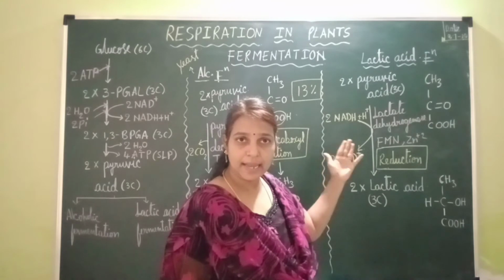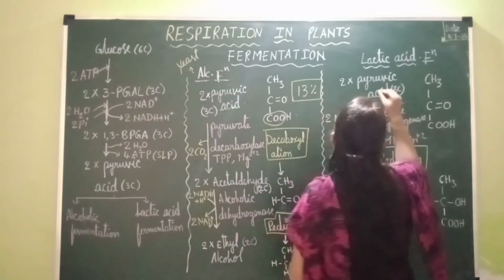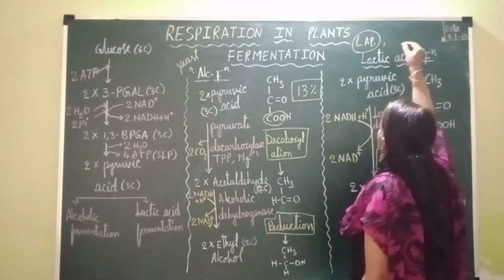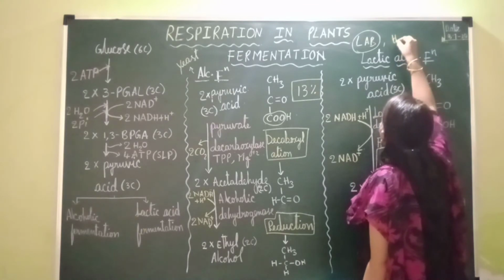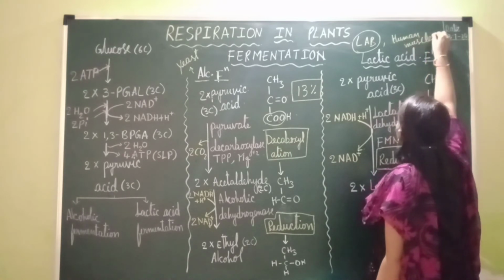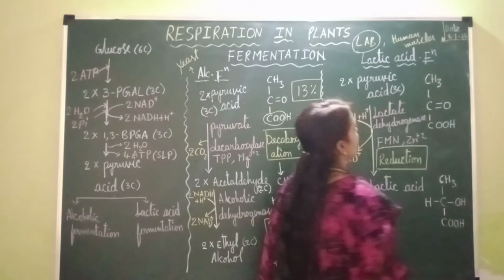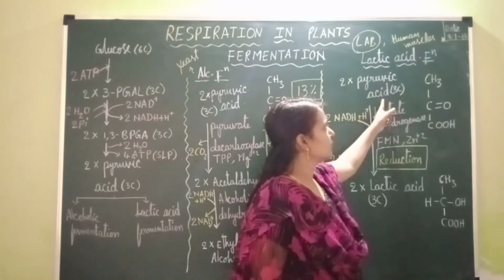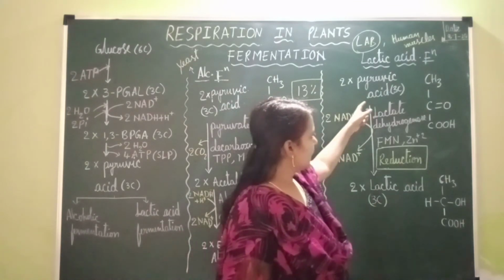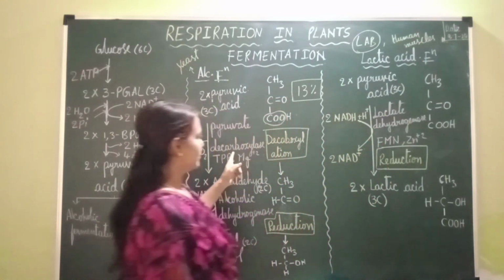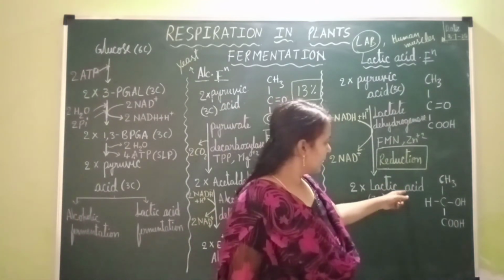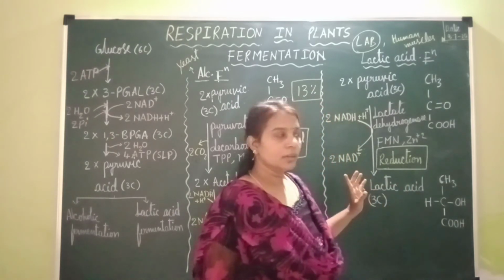Now let's start with lactic acid fermentation. This lactic acid fermentation occurs in bacteria called lactic acid bacilli, and even in human muscles in the absence of oxygen. Okay, so during this fermentation, the 2 molecules of pyruvic acid, which is the end product of glycolysis, undergo reduction directly without any decarboxylation, as in the case of alcoholic fermentation. So it undergoes reduction directly, resulting in the formation of 2 molecules of lactic acid.